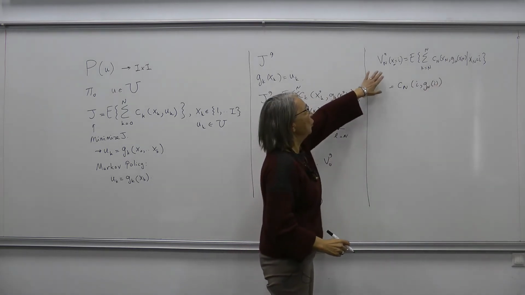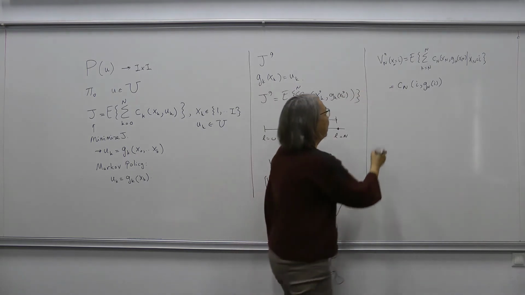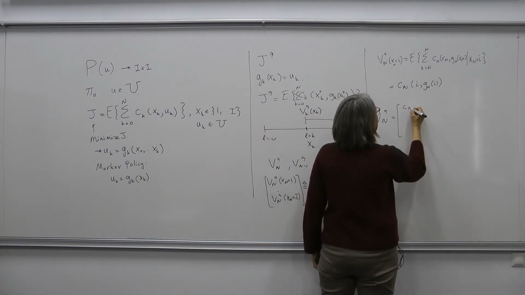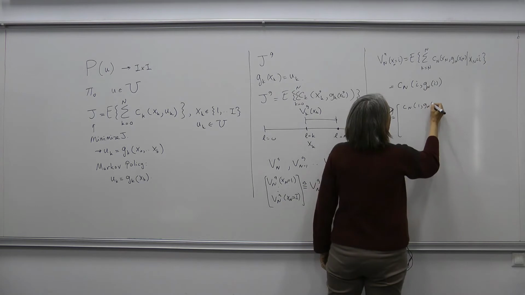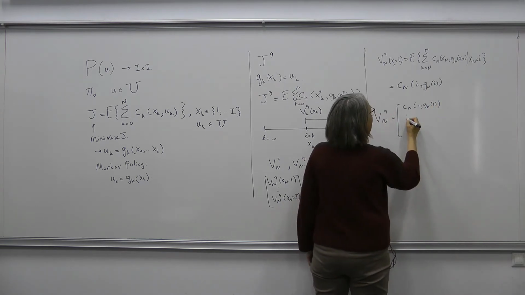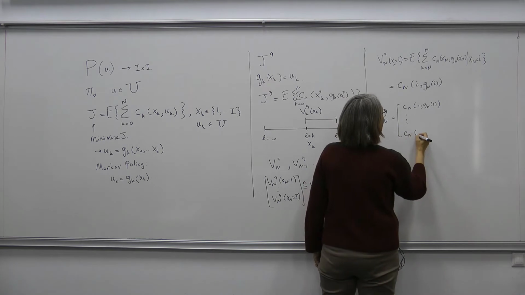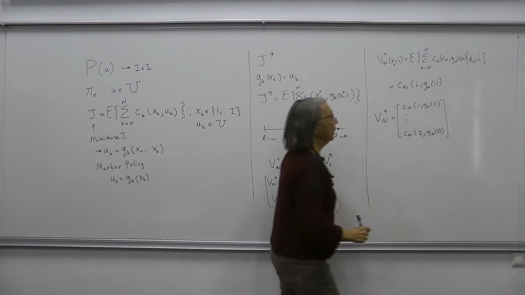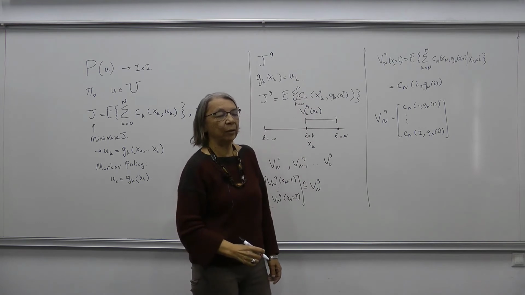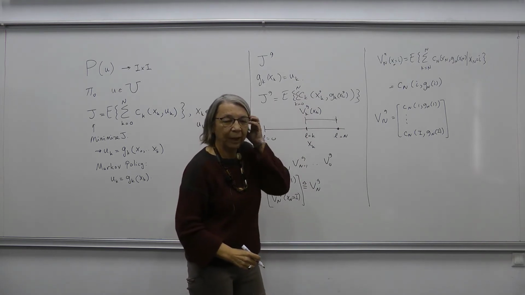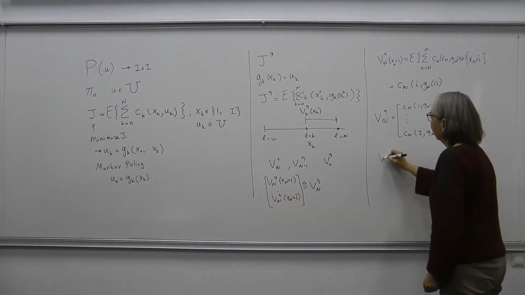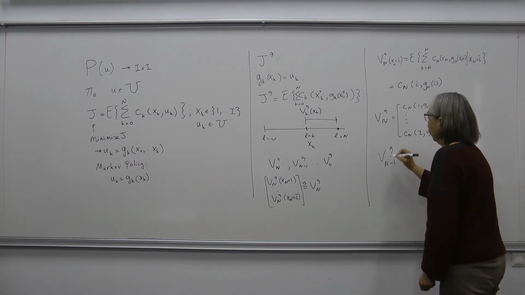If V_n^g of x_n equal to i is equal to that one, then we can quite easily write what the V_n^g vector is. It is exactly equal to c_n of 1, g_n of 1 when the state is 1, and it is equal to c_n of capital I, which is the number of states there, g_n of capital I. And that is obtained. So it is so easy to calculate V_n for the last time, which is equal to n.